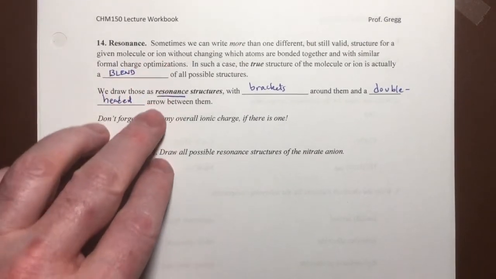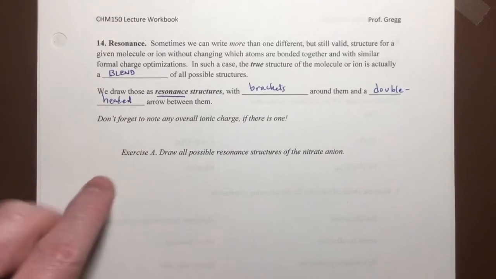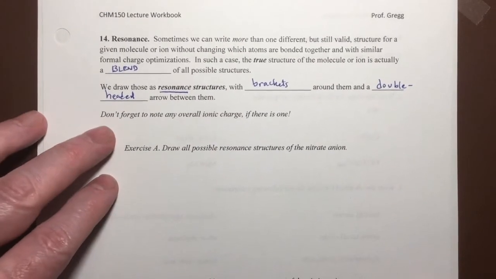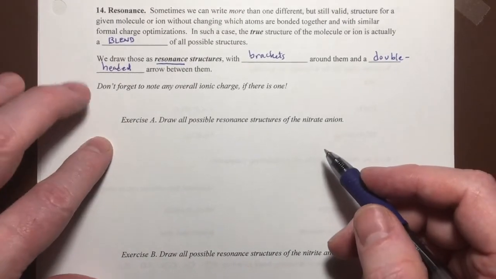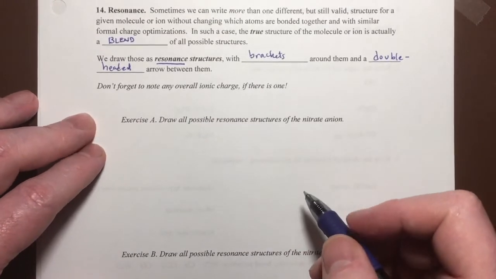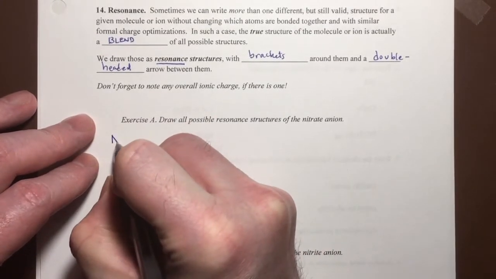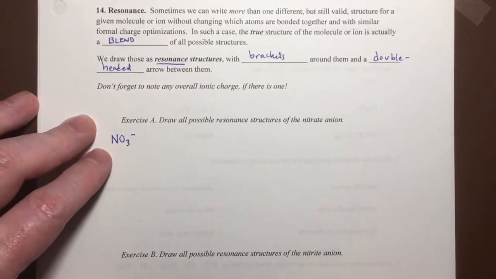So as I say, there's a lot going on up there, but I think when we do an example, it will make more sense. So here's example, or exercise A. Draw all possible resonance structures of the nitrate anion. So we know that nitrate is NO3 with a minus charge.